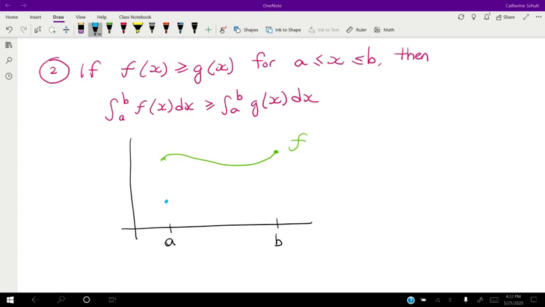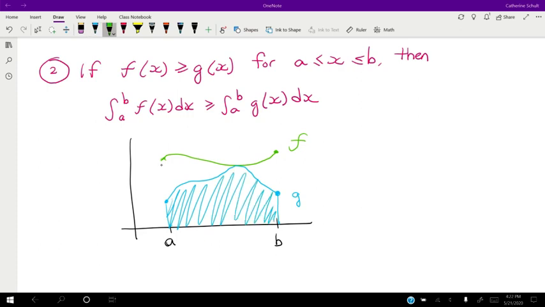Okay, so those are your f, and then here's g. Maybe they're equal at just 1 point, because that's allowed. And now when we take the integral from a to b of these 2 functions, remember that's area underneath the curve. So we can see that the area under the curve of g will be smaller than the area under the curve of f. All right, so that's this conclusion. That's what that's saying.